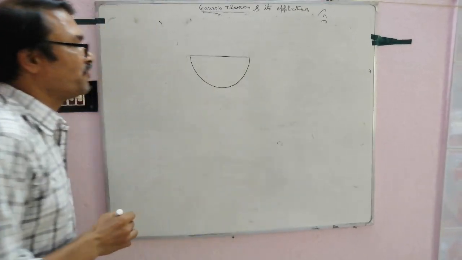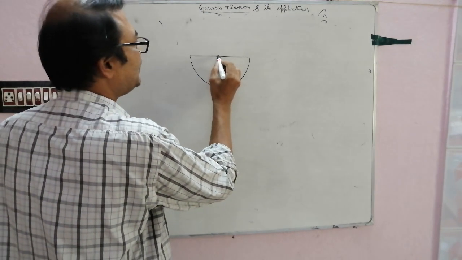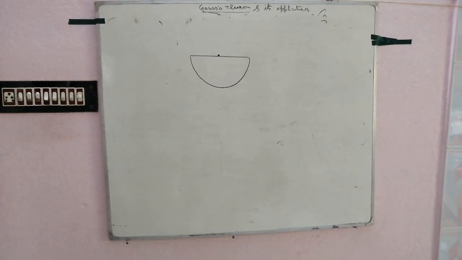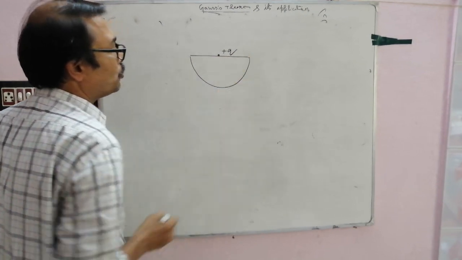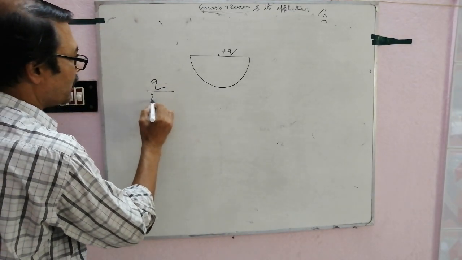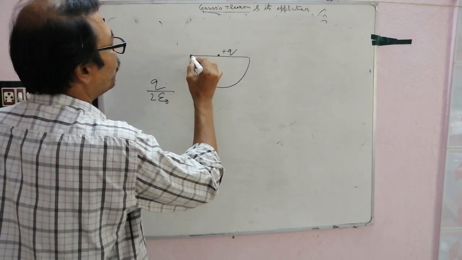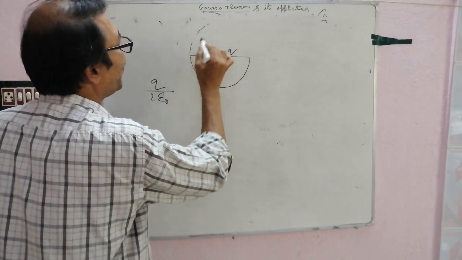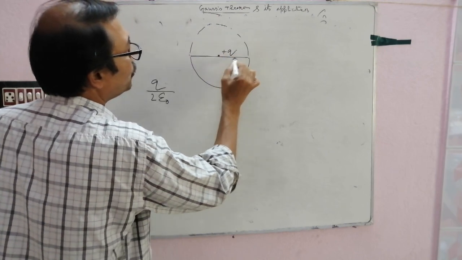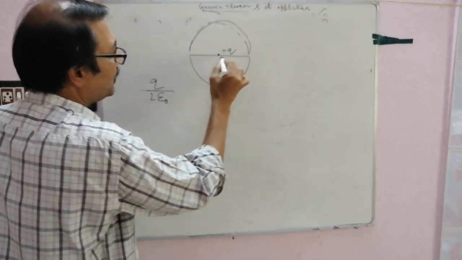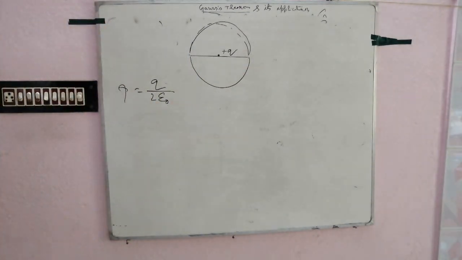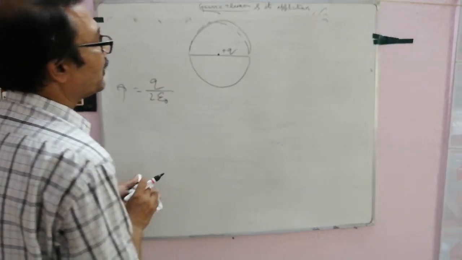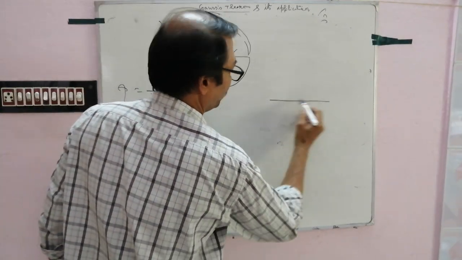This is a hemisphere. Here is a charge, plus Q or minus Q. So what will be the flux? Of course, Q by 2 epsilon naught. We need another hemisphere to cover it. If this were a total sphere, it would be Q by epsilon naught, but this needs another. So here the flux will be Q by 2 epsilon naught. Okay. Clear? Now next problem.